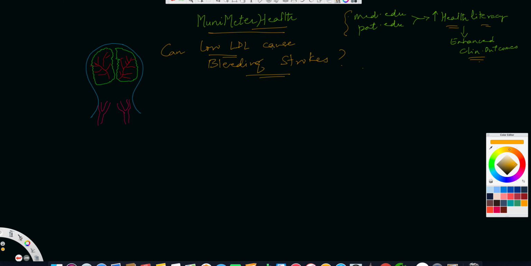Can low LDL cause bleeding strokes? Now, we know that LDL, which is the bad cholesterol, can be lowered enough to prevent ischemic strokes. Ischemia, or the typical atherosclerotic strokes, or heart attacks, for instance MIs, can all be prevented if the LDL, the bad, can be lowered.